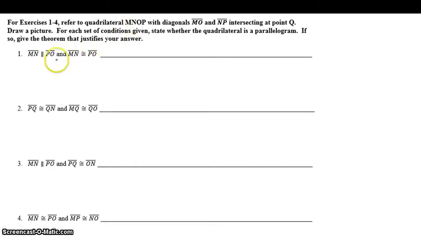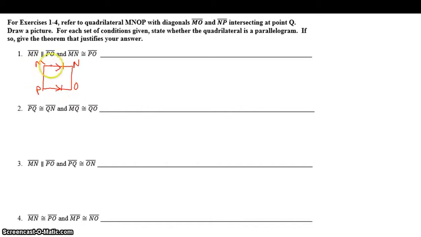Okay, so I have quadrilateral MNOP, and you can draw any 4-sided figure you want. MNOP. You could either start at one point and go clockwise, or start at a point and go counterclockwise. You just can't go across. I couldn't do something like MNOP out of order. So MN is parallel to PO, so put arrows there. And segment MN is congruent to segment PO. So for congruent, you put slashes.